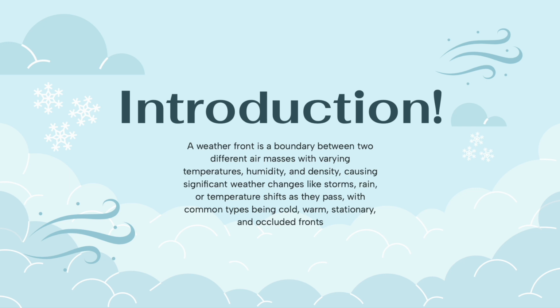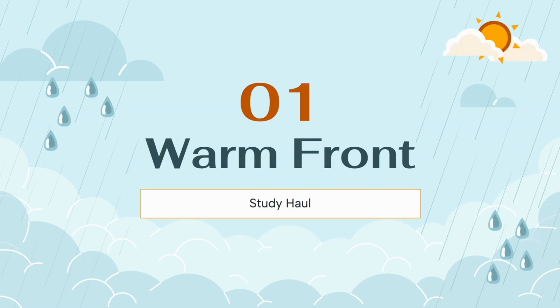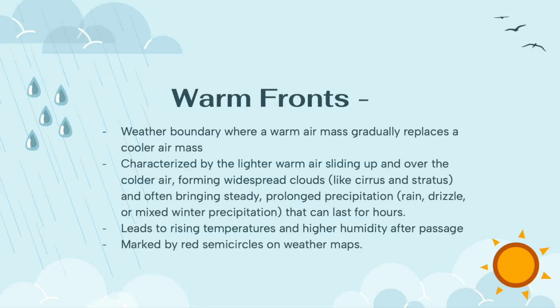Here's an introduction. A weather front is a boundary between two different air masses with varying temperatures, humidity, and densities, causing significant weather changes like storms, rains, or temperature shifts as they pass, with common types being cold, warm, stationary, and occluded fronts. First, we have the warm front.